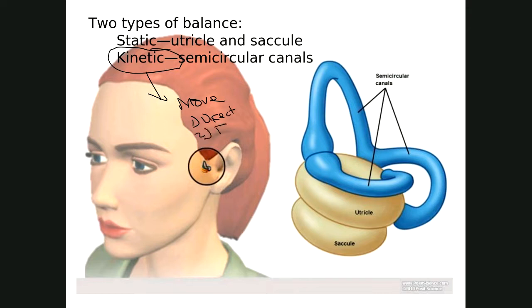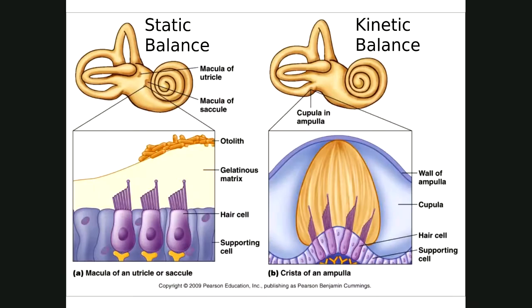So that's a different kind of balance, and it's in a different part of the ear. It's in the semicircular canals. In these little enlarged areas, remember they're called the ampulla. So we're going to see two different types of balance. So let's look at these two types.